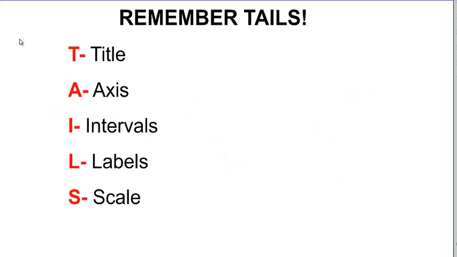The last thing you need to know for this is to remember TAILS. Every good graph has a title, every good graph has clear axes, every good graph has intervals that are equally spaced, every good graph has labels on both axes, so making sure we understand what our x and y variables are, and every good graph has a scale, so understanding what we're counting by each time. Make sure that you have these to ensure that your graph is complete and receives full points.